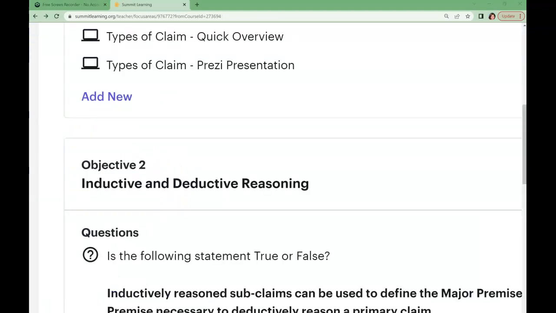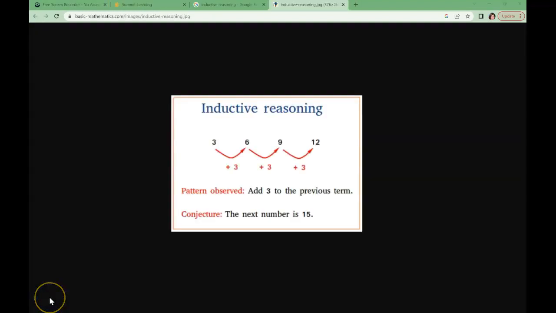All right, so now let's move on to Objective 2 of the assessment, which is inductive and deductive reasoning. Let's talk about what each of these are. Awesome, so let's first talk about inductive reasoning. So when you do inductive reasoning, you're doing it based upon patterns of observations or data. So the key to inductive reasoning are observations and data. So for instance, we see 3, 6, 9, 12.